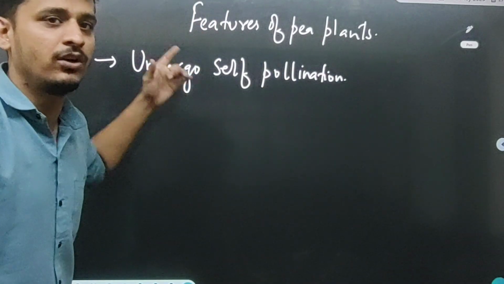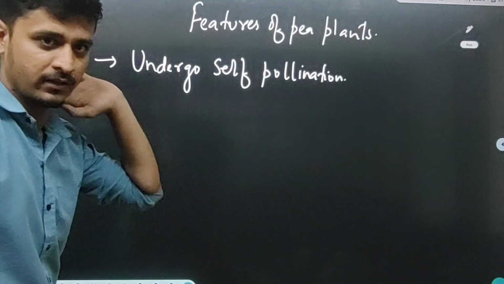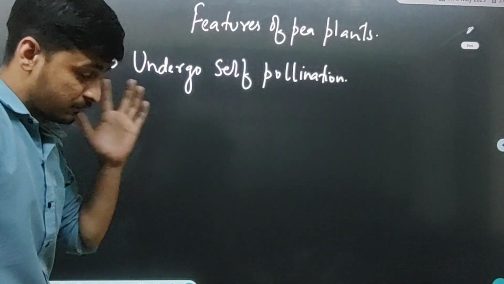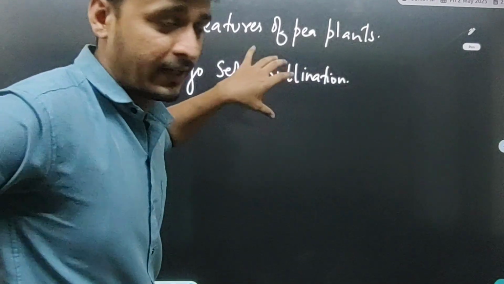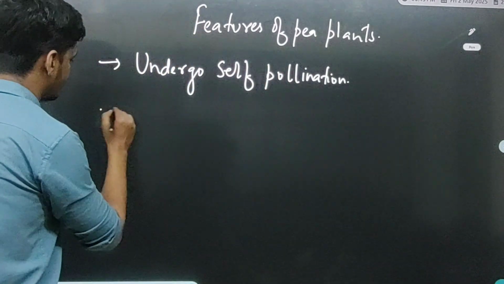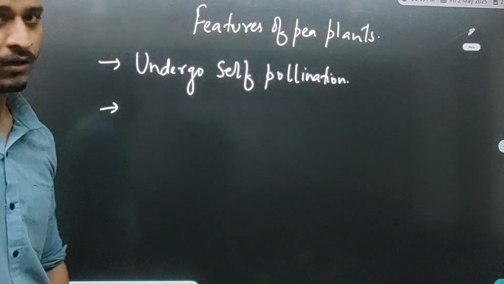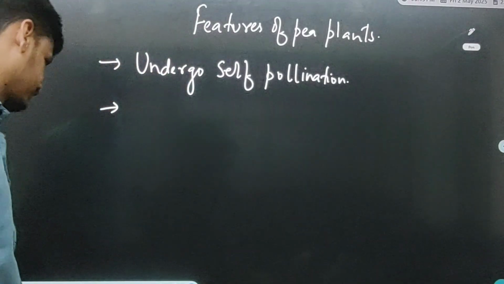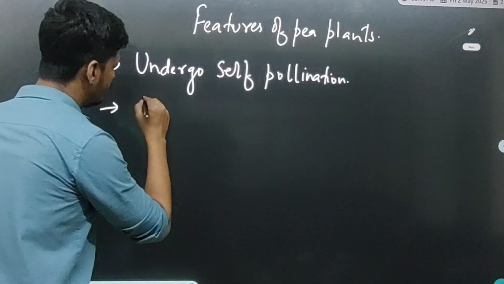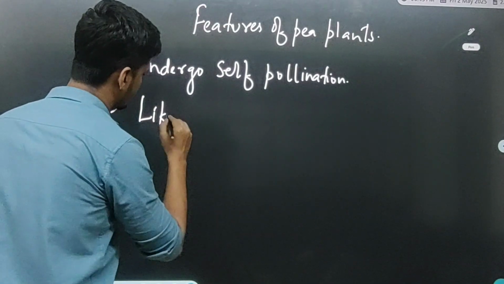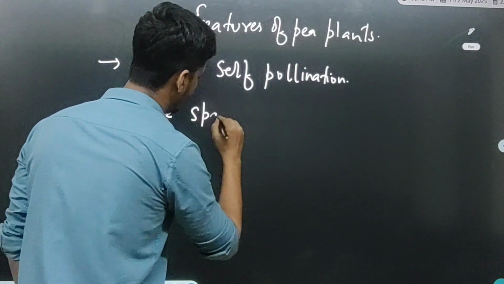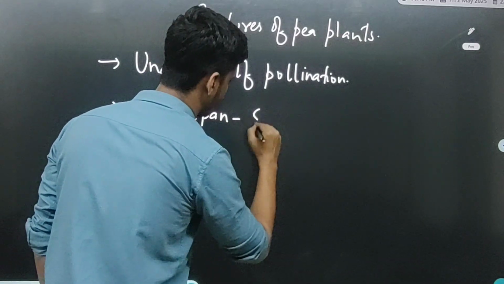So self-pollination happens by itself in the pea plant. Okay, so this is the first characteristic feature of the pea plant. Second feature is their lifespan is very short. Okay, they have a short lifespan.